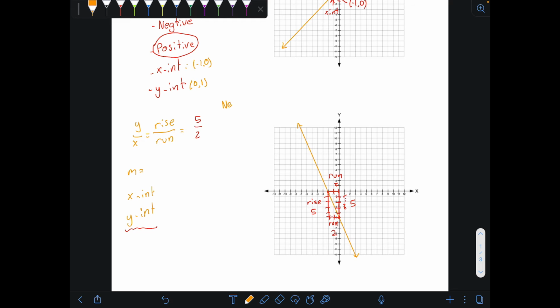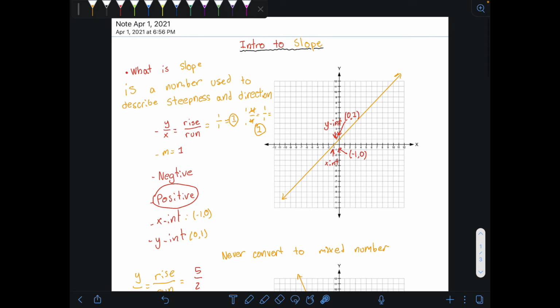So never convert to mixed number. This will be wrong. Slope cannot be in a mixed number format. But you can always simplify as we did in our first equation here.